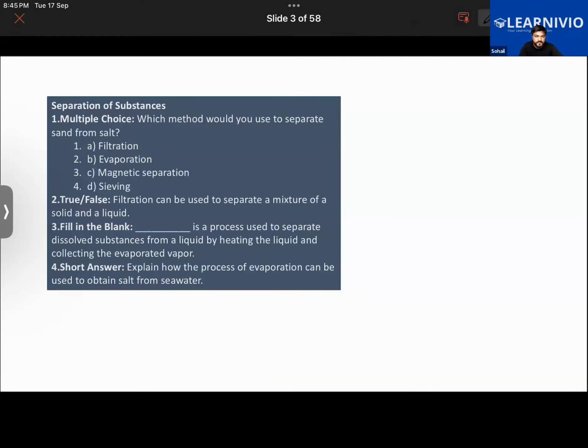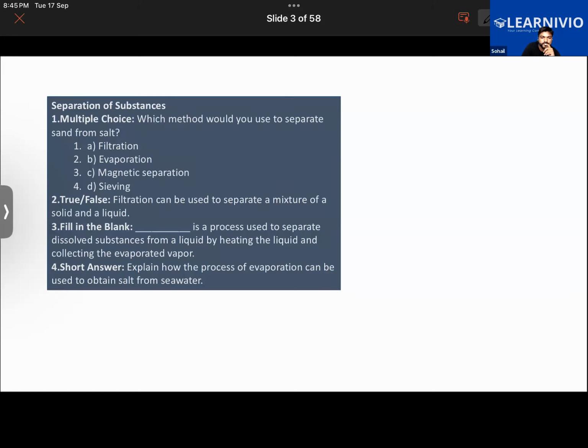Sir, evaporation can be used to obtain salt from seawater by taking some salt water in a container and you just boil the water and then you'll get the salt from the seawater.